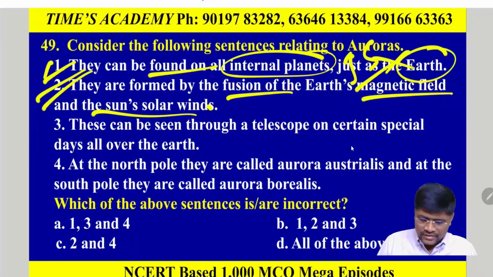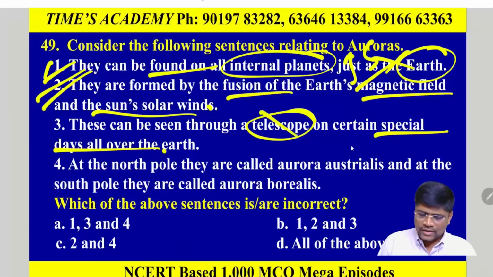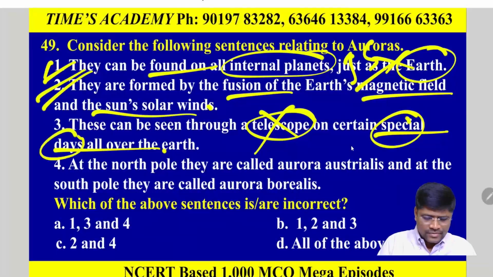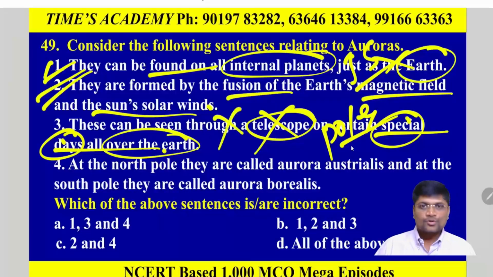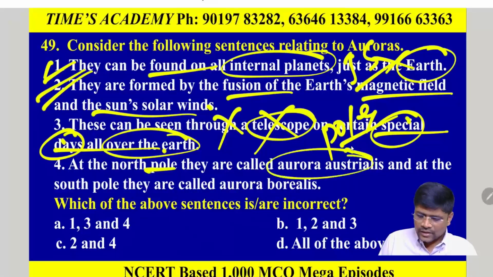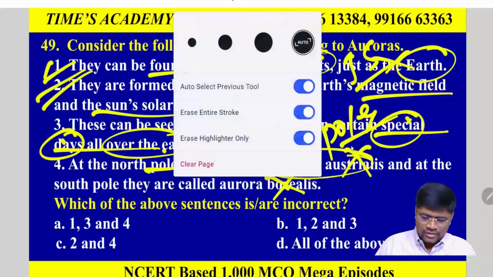Next, these can be seen through a telescope on certain special days all over the Earth. No, not through any telescope. We can see with the naked eyes only, but no, not on special days, not all over the Earth also. They can be seen only at the poles. Okay, so that's why the third statement is also incorrect. Next one, at the North Pole, they are called the aurora borealis, and at the South Pole, they are called the aurora australis. So as they are interchanged, the fourth statement is also incorrect.